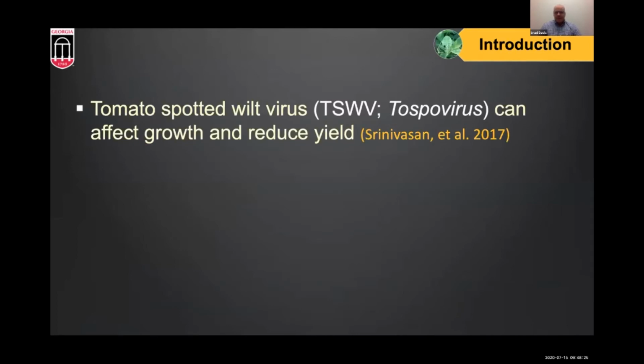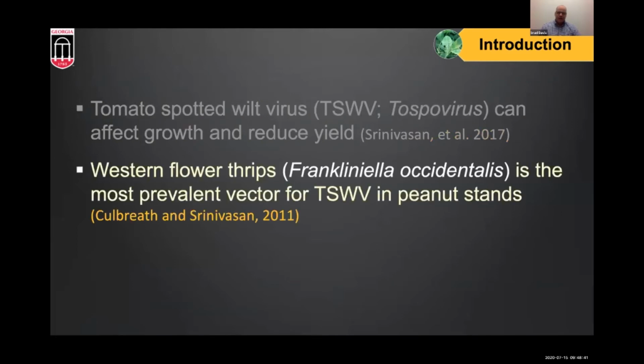Tomato spotted wilt virus can affect growth and reduce yield. As many remember, in the late 90s, there was a substantial loss in yield due to the devastating effects of tomato spotted wilt virus in the southeastern United States. And it is known that thrips is the vector for TSWV, and western flower thrips is the most prevalent vector for TSWV within peanut stands.